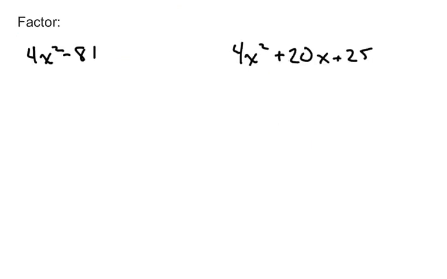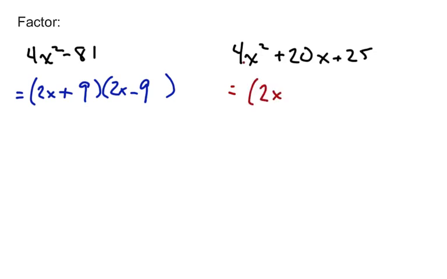We still have our two special products, the difference of two squares. So, take the square root of the first thing, 2x and 2x, and the square root of the last thing, 9 and 9. One of them's positive, one of them's negative. If we have a perfect square, then we just take the square root of the first thing, 2x, and the square root of the last thing, 5, and square. Then we're done.